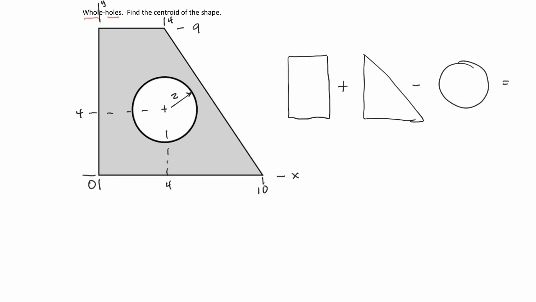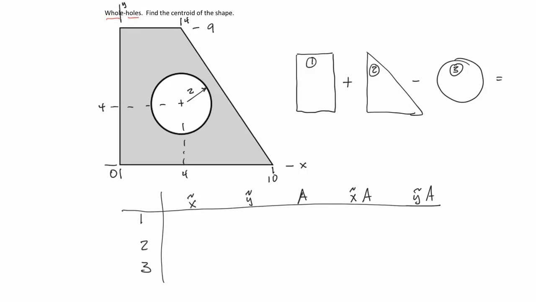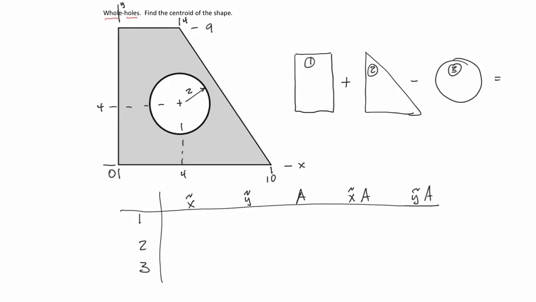So let's call this part 1. This one will be part 2, and this one will be part 3. So table method, 1, 2, 3. Again, we're looking for x bar and y bar. So I'll put x tilde, y tilde. Now in this case, I don't have any weights or anything like that, so let's just use area. And the area is perfectly legitimate. X tilde area and then y tilde area. Whatever is uniform and appropriate for the picture or for the problem, you can use.